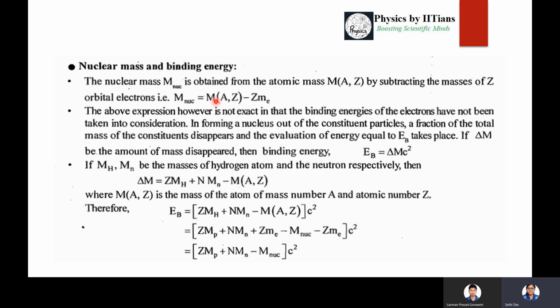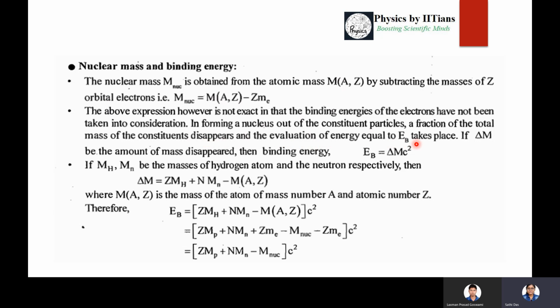We have only taken the mass of the atoms and just subtracted the mass of the electrons. But we also know that we should consider the binding energy of the electron. So in forming a nucleus, what is that? What is binding energy? Suppose you have some constituent particles and you want to form a nucleus out of these constituent particles. A fraction of the total mass of the constituents disappears and evolution of energy equal to EB takes place.